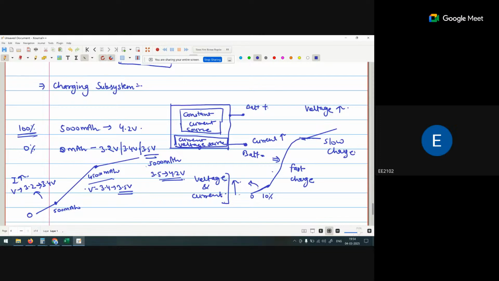Just any doubt? So these are the mainly three subsystems. The next subsystem is the power, LED, and sensor subsystem. We will discuss in the next class.